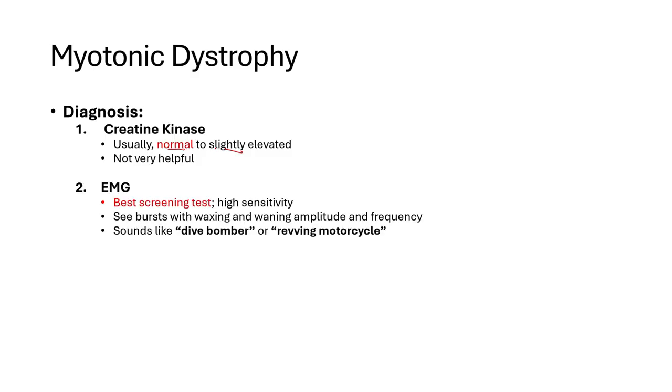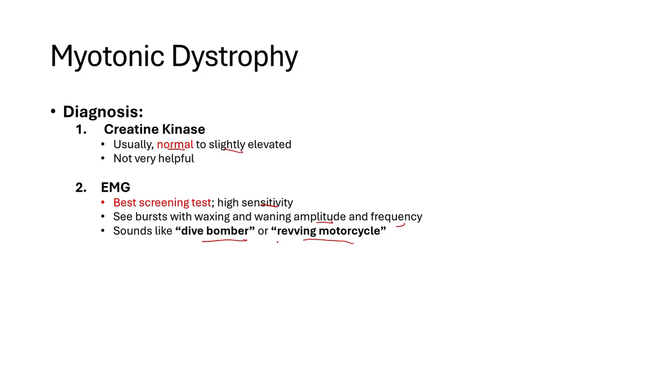Now, diagnosis is very similar to the previous two, but a little bit different. Now, the creatinine kinase we can start with, but this is usually normal and only maybe slightly elevated, and is thus not very helpful. If we're thinking myotonic dystrophy, the best screening test is actually an EMG, as this has a high sensitivity. And what you may see here is bursts, and we see waxing and waning amplitude and frequency. But what you need to know is the sounds that we may have on exam day. Dive bomber or even revving motorcycle is sometimes depictive terms of the sounds from EMG about their muscle usage.